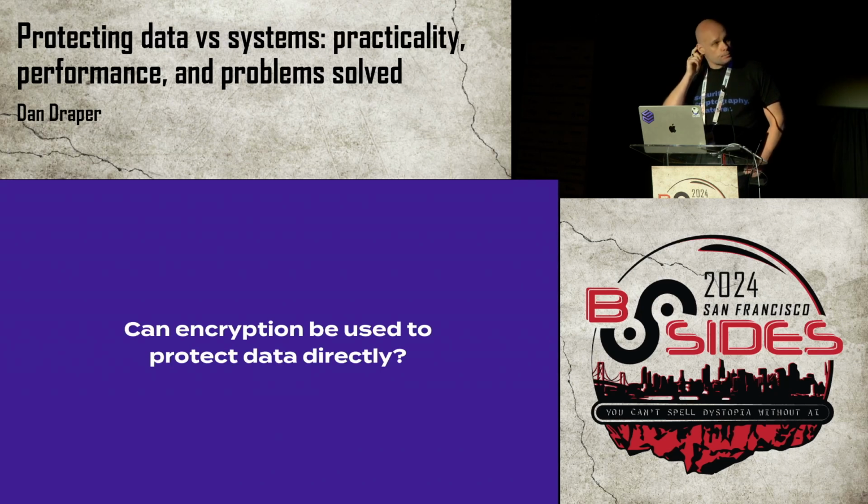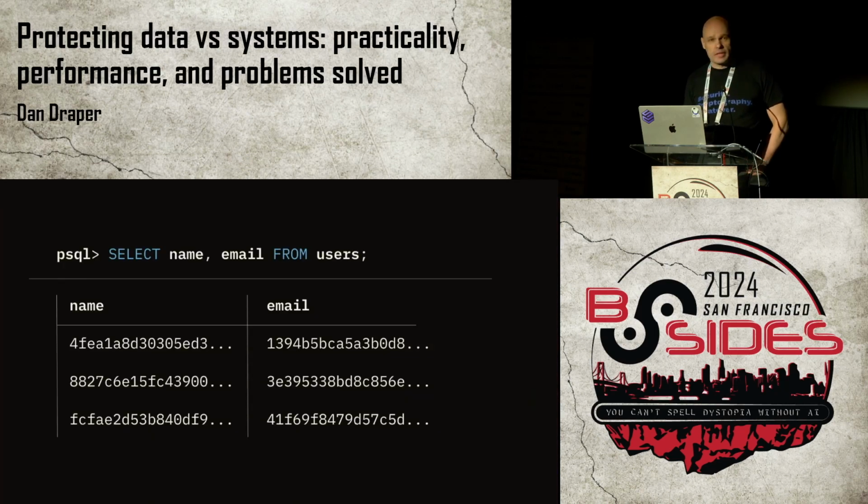So my question, which I hope to answer today, is: can encryption be used to protect data directly? So we could do something like this. We could encrypt every individual field, column, field, row. I call it a cell. I think about the very smallest quantum of data inside a database. How might that help us to achieve our goal?